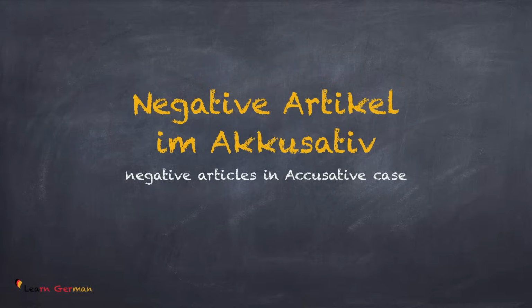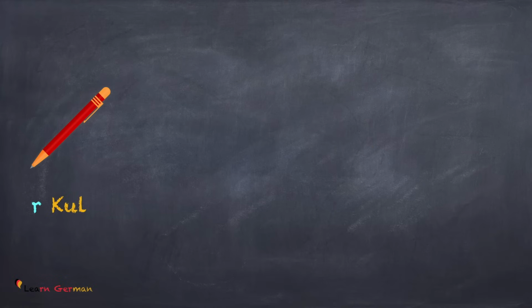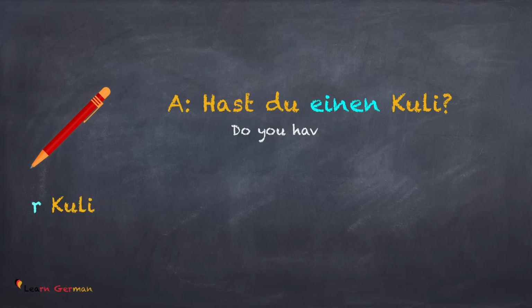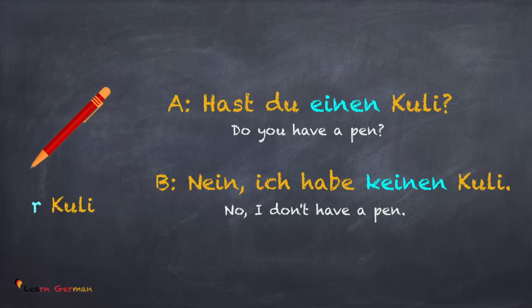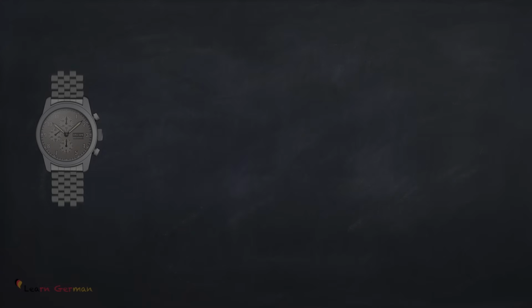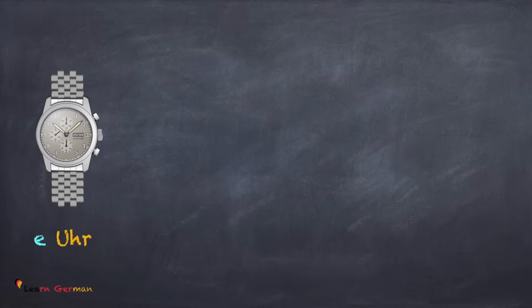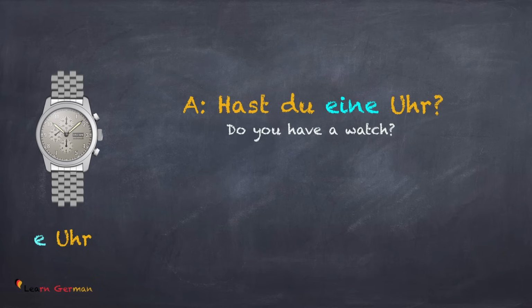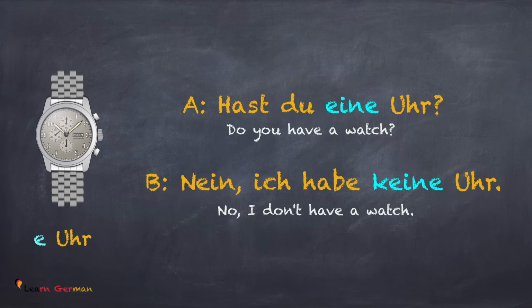Now let's come to the negative article im Akkusativ. So again we start with the accusative object in masculine. Hast du einen Kuli? Nein, ich habe keinen Kuli. Just like the unbestimmte article, einen, the negative article for masculine and accusative is keinen. Coming to the feminine object. Hast du eine Uhr? Nein, ich habe keine Uhr. Similar to eine, the negative article here would be keine.